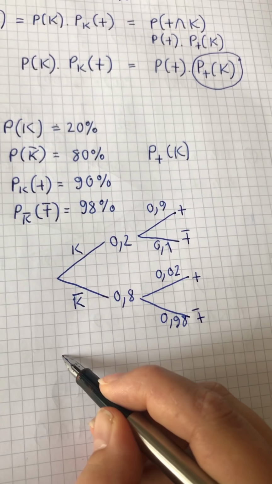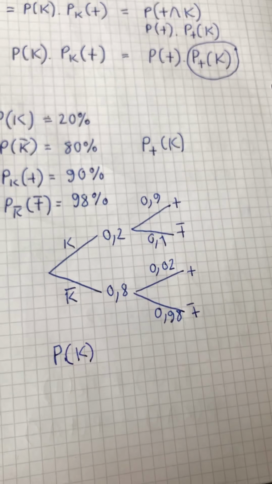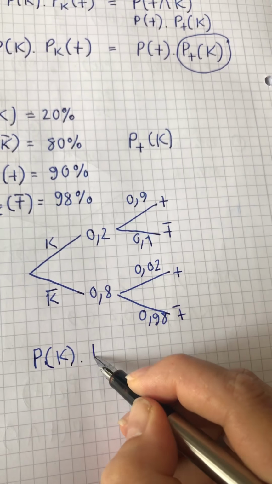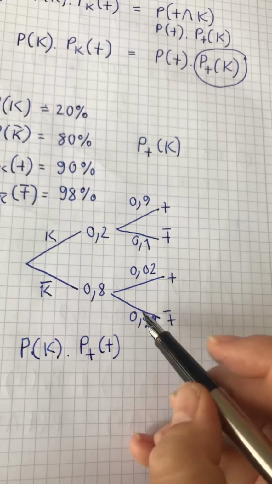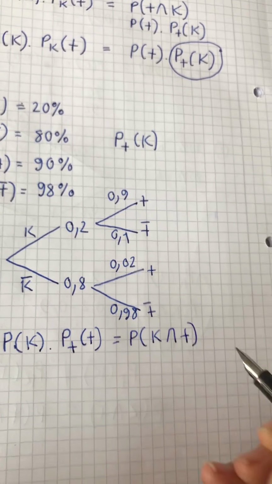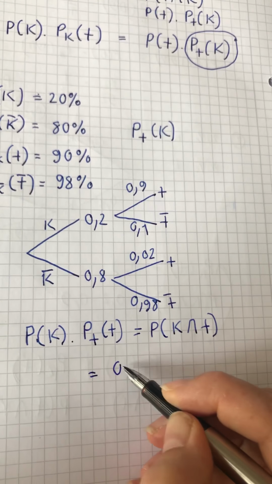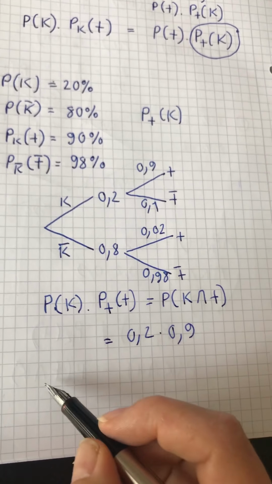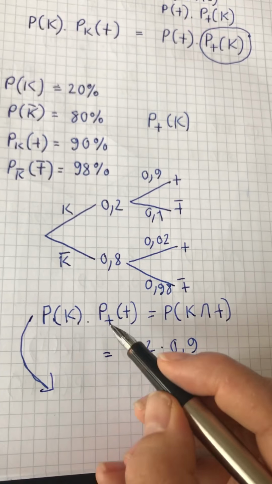Right, so we can, from our diagram, work out the probability of K times the probability of positive under the Bedingung of K. In other words, the probability that someone is sick and they get a positive result. And we do that by multiplying these two together. So 0,2 mal 0,9.